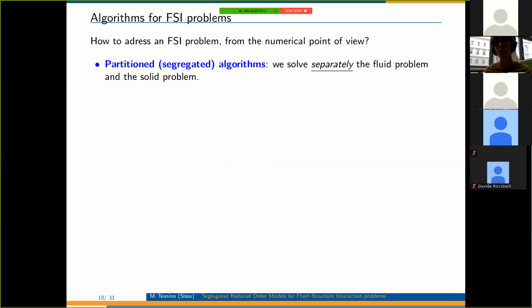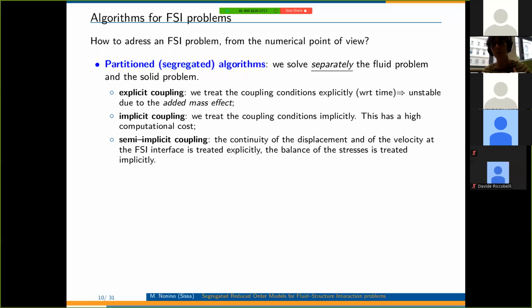So enough with the formalism. Now, from the numerical point of view, how can we address a fluid structure interaction problem? You can use two main classes of algorithms. The first one is partitioned or segregated algorithms, where the idea is that you solve separately the fluid and the solid problem. And these algorithms are further divided into three categories.